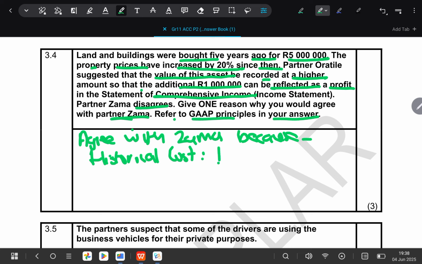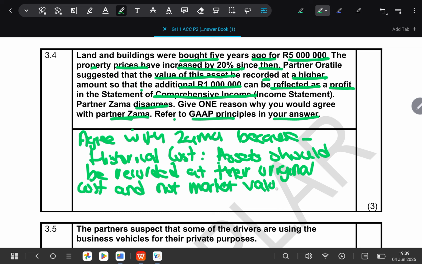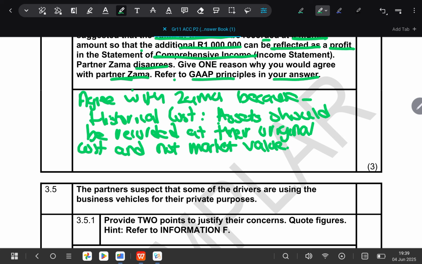It says that assets should be recorded at their original cost and not market value. Okay, so you've named the principle, and you've also explained.